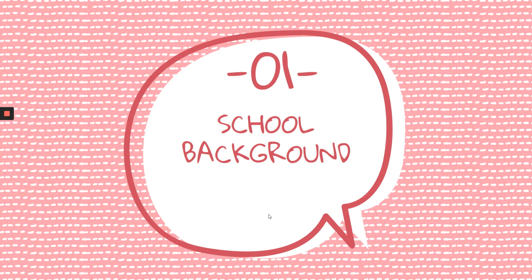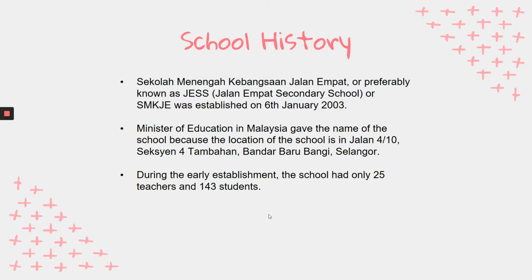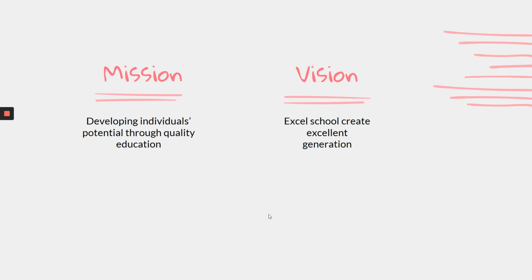School background. The first part of school background is school history. SMK Jalan 4 is known as JAS, Jalan 4 Secondary School, and this school was established on 6 January 2003. Mission and vision of the school. For the mission, developing individuals' potential through quality education. For the vision, excel school, create excellent generation.